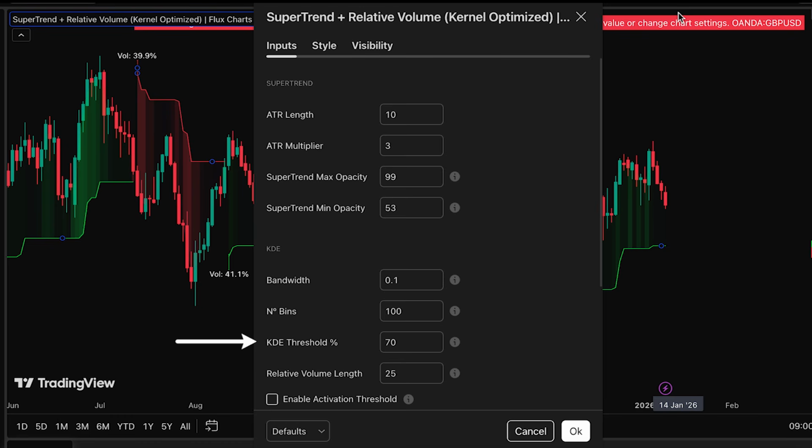KDE threshold percent 50 to 70%. Set to 60% to filter medium confidence signals. Only show strong ones. Relative volume length 20 to 50. How far back it compares volume? 25 is a solid sweet spot.